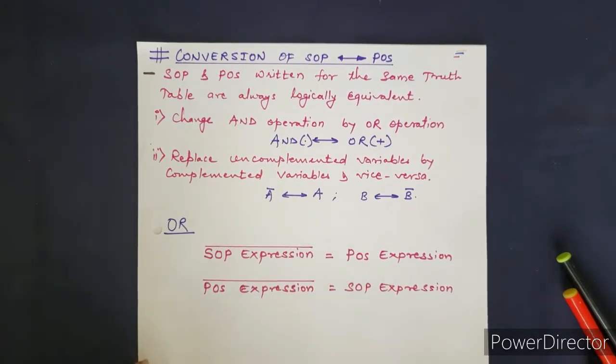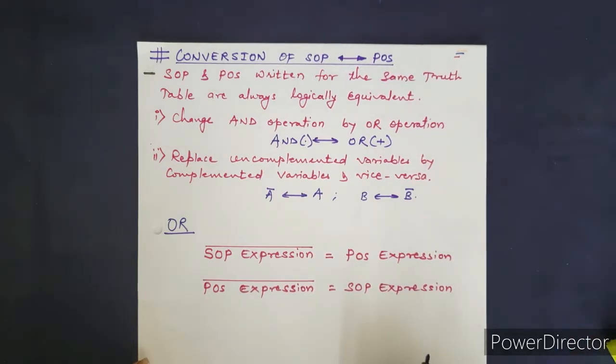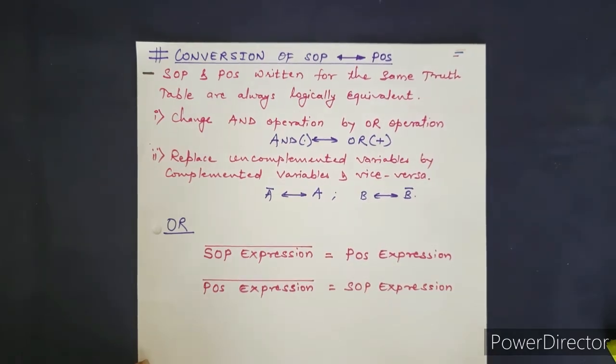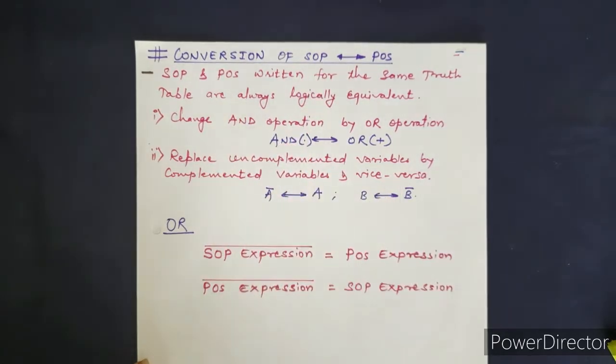Hello students. In the last lecture, we proved the equations of different gates with the help of SOP and minterms, just from the given truth table. Now, one more very important concept is how you can convert SOP into POS or POS into SOP.